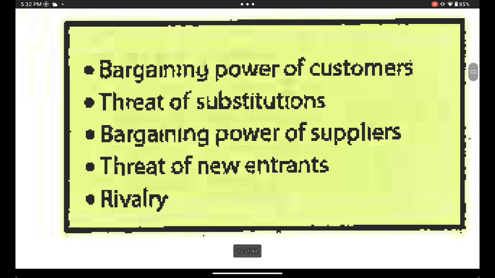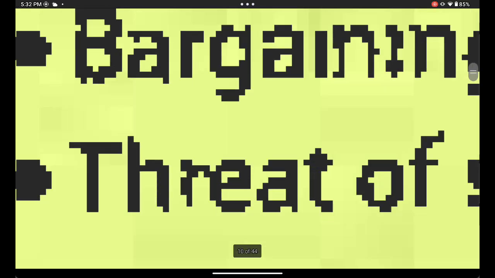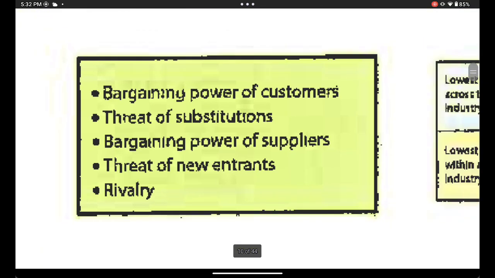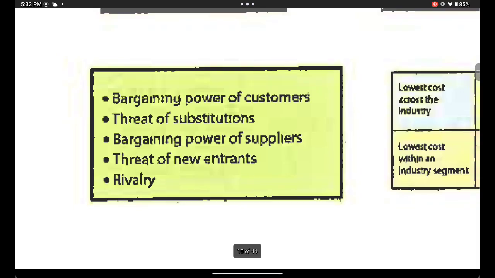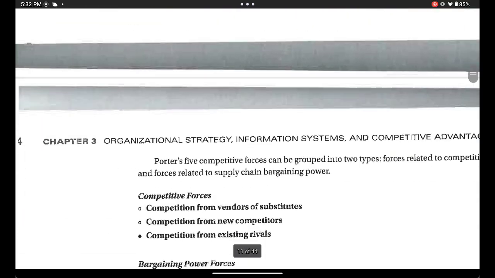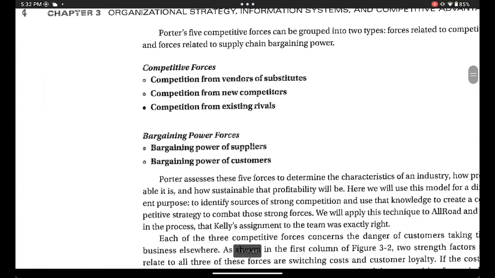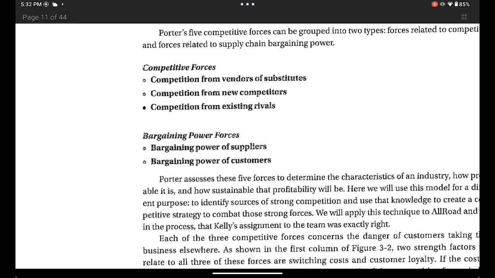These 5 things are over here. So, bargaining power of customers, right? That's number 1. Threat of substitution, bargaining power of suppliers, threat of new entrants, and rivalry. Now, what does all that mean, you might ask? If you go down over here, all those 5 forces are represented as 2 categories. Number 1 is competitive, and number 2 is bargaining. And it makes total sense now.